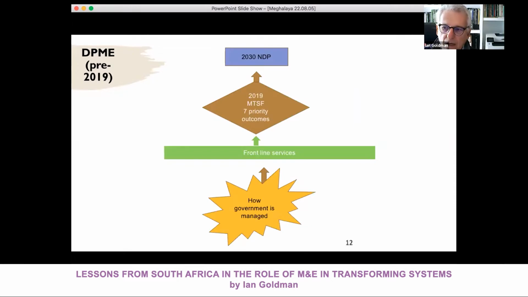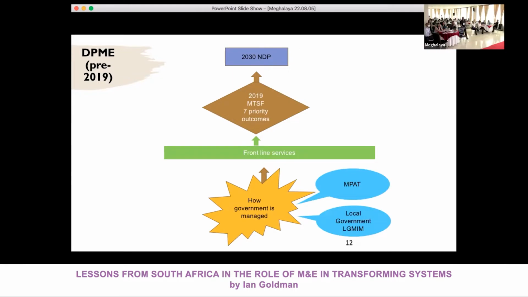And we have our National Development Plan at the top. There are then the 7 priority outcomes which are identified in relation to that. And then the frontline services which are being delivered, which is what citizens experience. And then the way government is managed to deliver those services and achieve those outcomes.